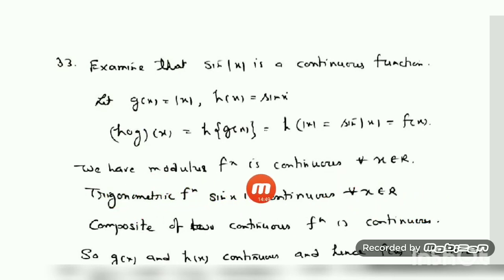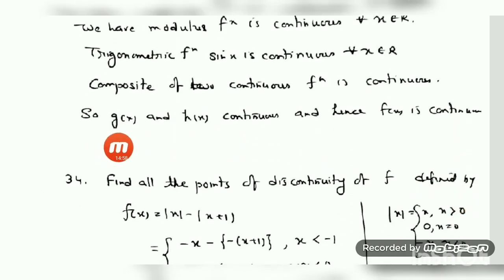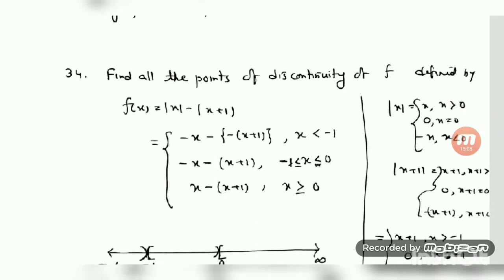We have modulus function is continuous for all real numbers. Trigonometric function sin x is continuous for all real numbers. Composite of two continuous functions is continuous. So h(x) and g(x) are continuous, and hence f(x) is continuous. Okay, in this way we have to do the solutions of composite functions.